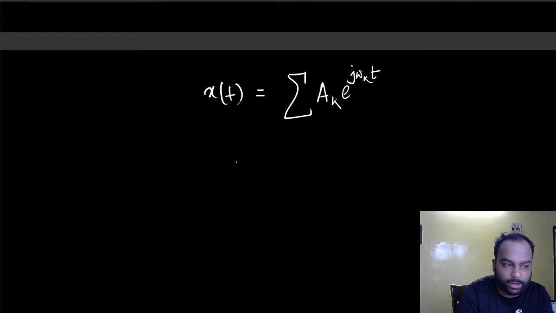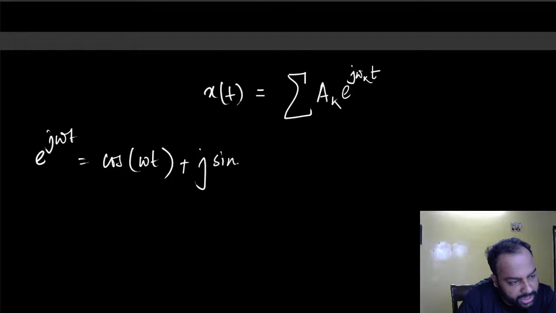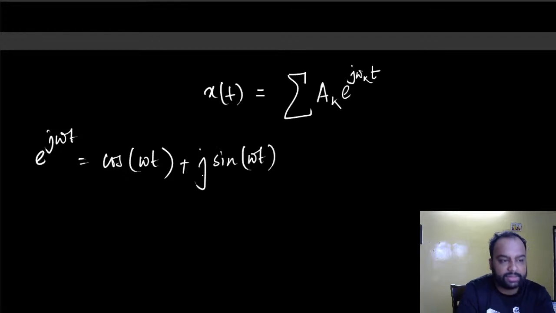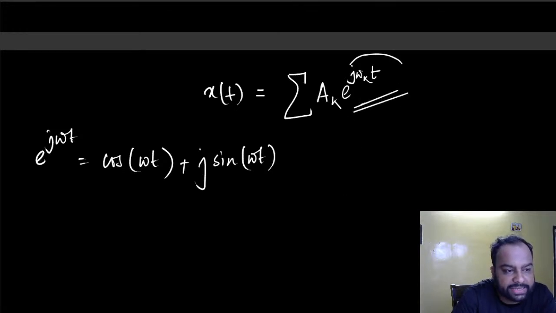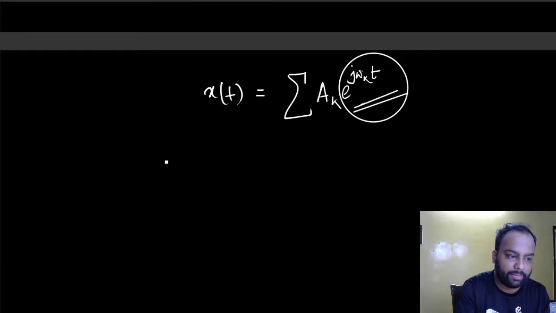So these are pure sinusoids. If I write e to the power j omega t, that's nothing but cos omega t plus j sine omega t. The point being, if I express a signal as a sum of sinusoids, the sinusoids in the complex domain can be written as e to the power j n omega t. Do you understand the problem here?